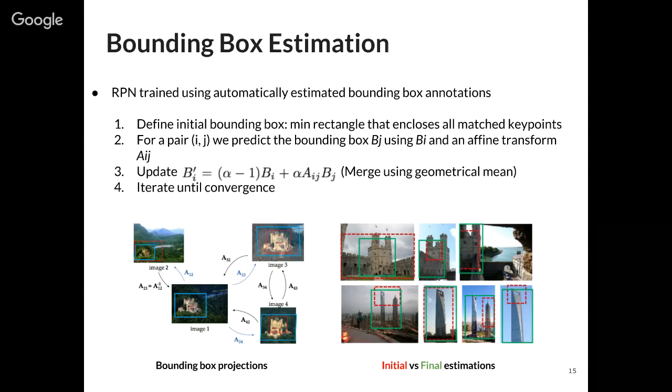for the pairs in the graphs that I have explained before, they predict the bounding box doing transformation between the images, and then they update with some weights, and then they do a merge, and they iterate this until they get a better position for the bounding box with all the images information. And here you can see an example of the initial versus the final estimation of the bounding box. So it works very well.